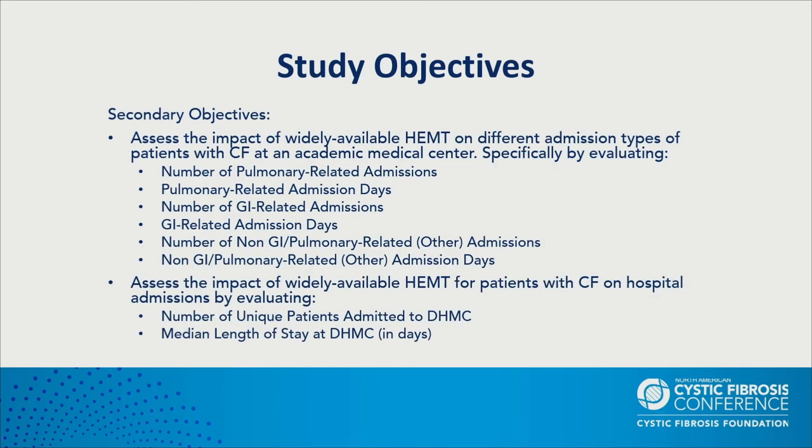For secondary objectives of the study, we wanted to dive in a little bit more to admission reason. So we wanted to assess the impact of this triple modulator therapy on different admission types for patients with cystic fibrosis at an academic medical center. We wanted to look at the number of pulmonary-related admissions as well as the number of days patients were admitted for pulmonary-related admissions. We also looked at the number of GI-related admissions and GI-related admission days. And if it didn't fall into the category of pulmonary or GI-related, we classified those as other admissions and the number of other admission days.